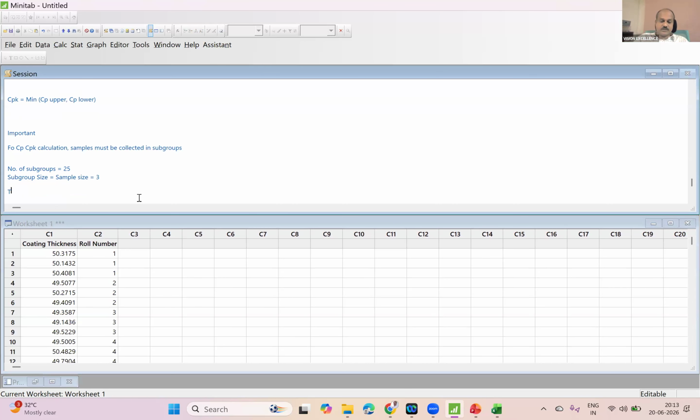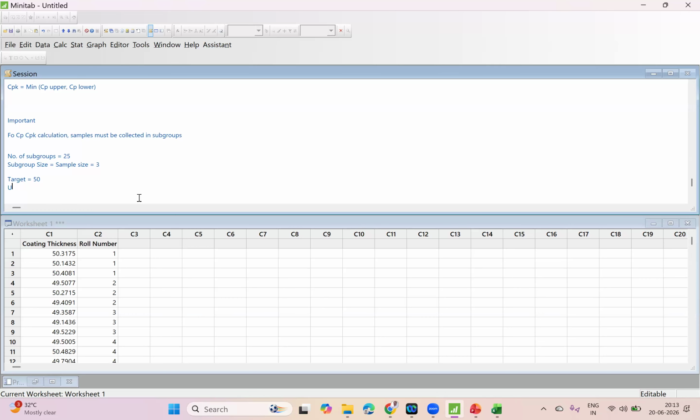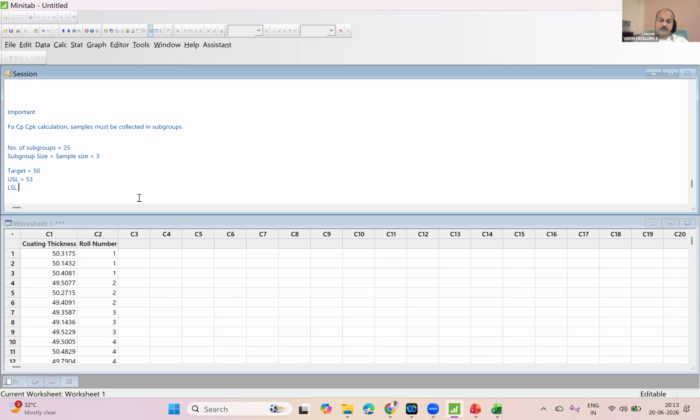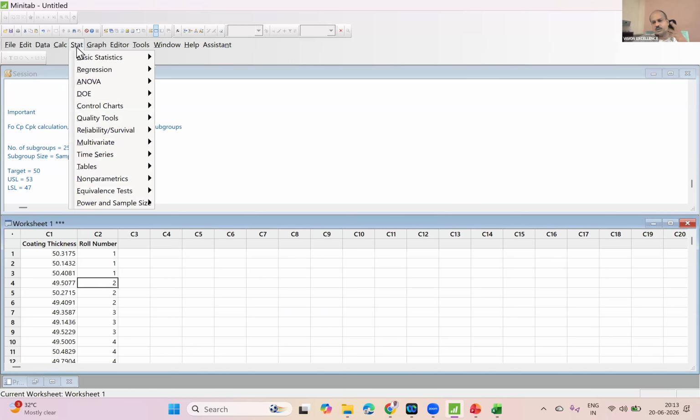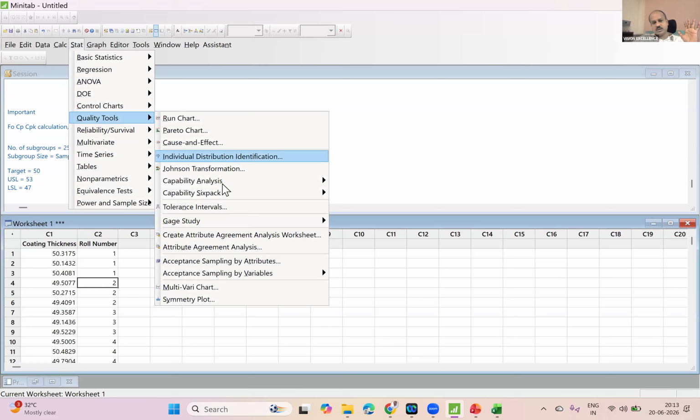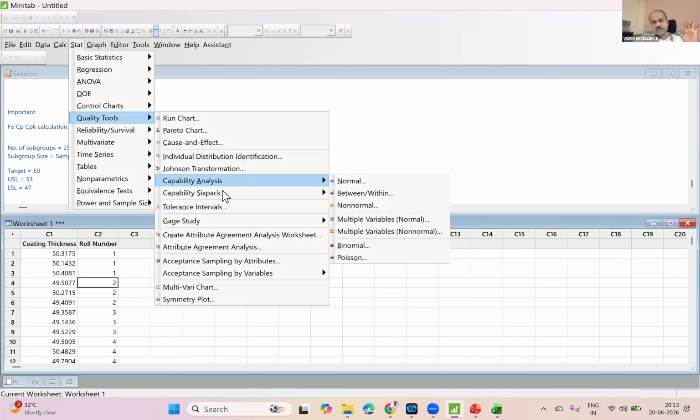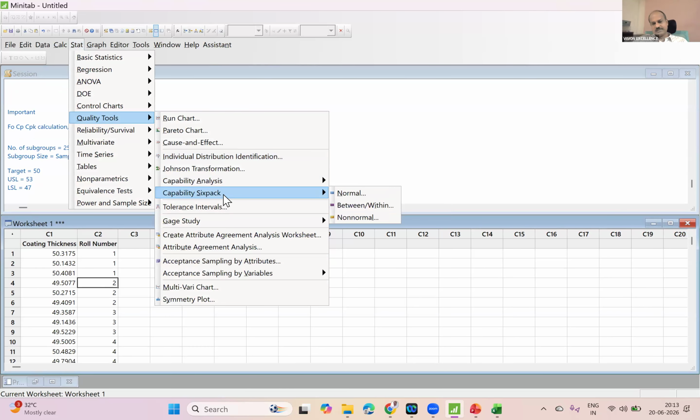And now the target is how much? 50 microns. Upper spec will be 53 microns. Lower spec will be 47 microns. Now let's see whether, according to this data, our process is capable or not. With Minitab, the job becomes much easier. Go to Stat, go to Quality Tools, go to Capability Analysis, preferably go to Capability Sixpack.